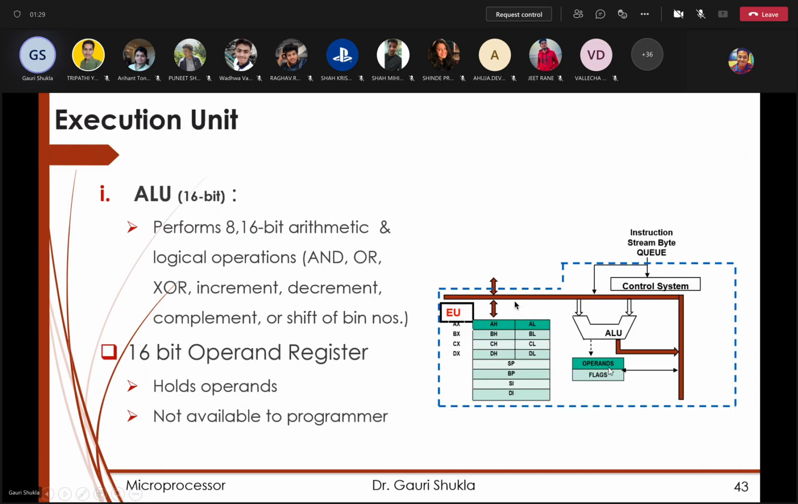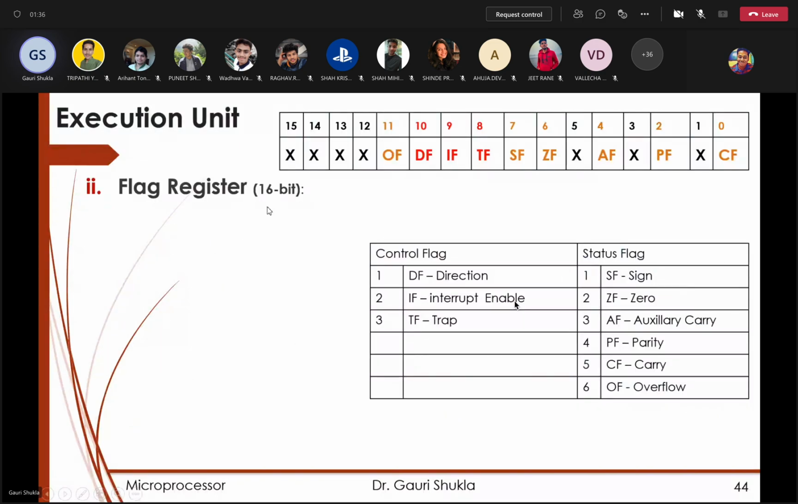Now we move on to our flag register. Flag register over here is 16-bit. So if you remember, in 8085 it was of 8 bits. So what is the flag?